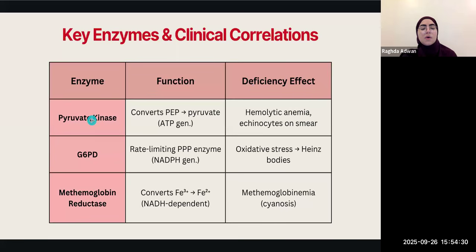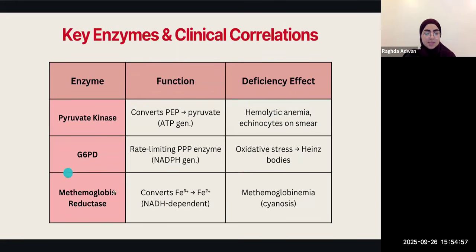Now, pyruvate kinase is in the glycolysis pathway. If there's a deficiency, you're going to end up with hemolytic anemia. G6PD is part of the second pathway, the pentose phosphate pathway, to regenerate NADPH. If you don't have G6PD, you're going to have oxidative stress, which is going to oxidize your hemoglobin, resulting in Heinz bodies. You'll take this in detail somewhere else in a different lecture.